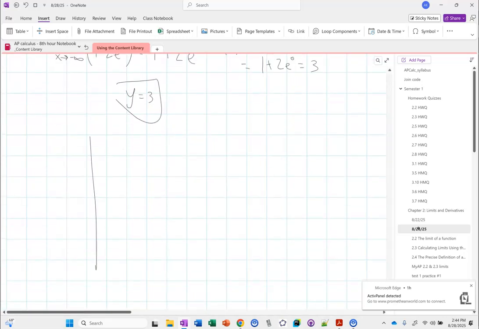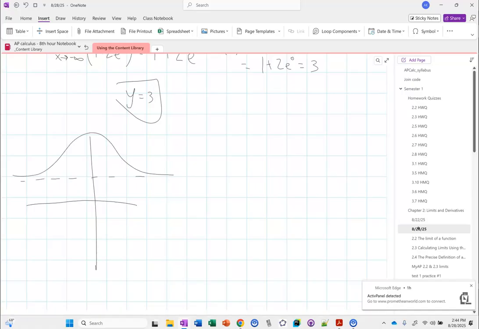So this graph is going to look something like that.